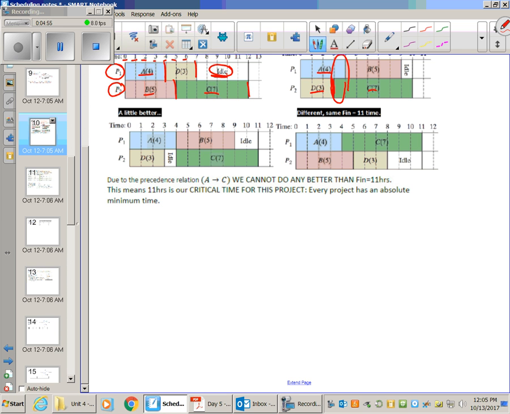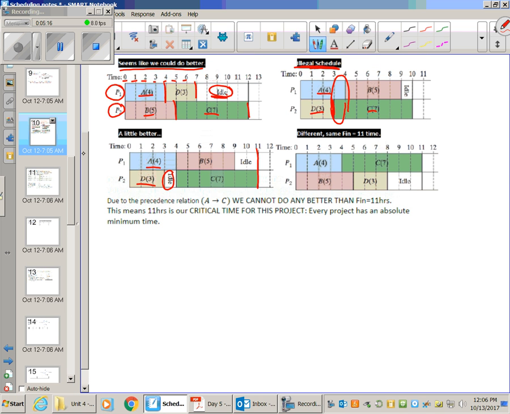P1's working on A, P2's working on D. He's idle for a little bit. All right, then at hour 4, they're both working on B and C. Okay, the reason he went idle is because he had to wait to work on C before A can begin.